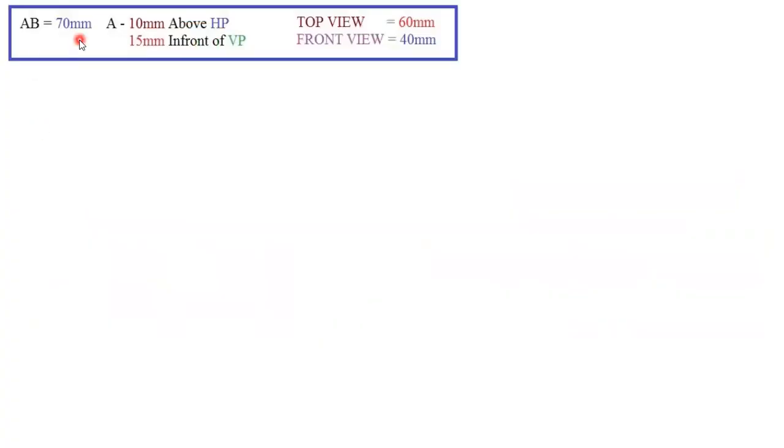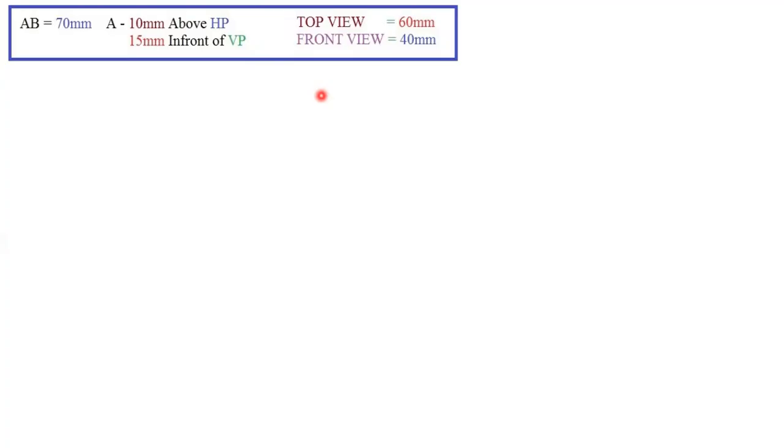So AB is 70 mm, and point A will be 10 mm above HP and 15 mm in front of VP. The top view value they have given is 60 and the front view they have given is 40. See how much data we are having. So 1, 2, 3, 4, 5. So totally 5 data we are having. So it's easy for drawing the diagram.